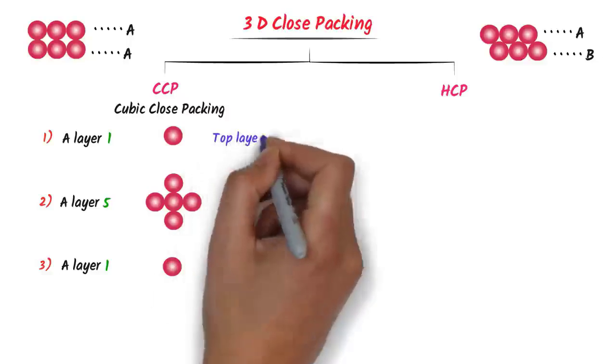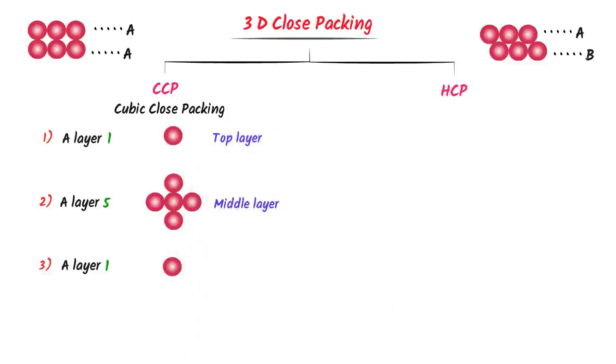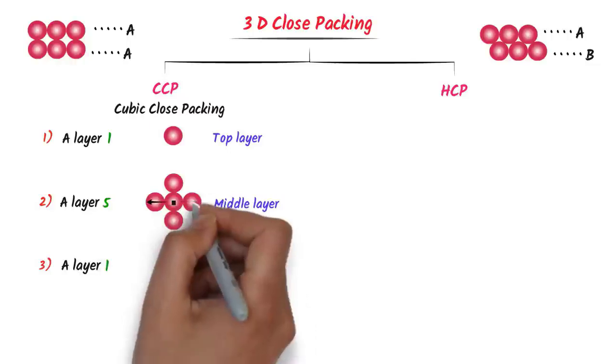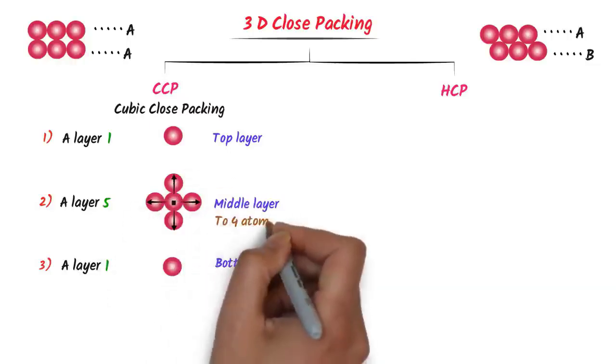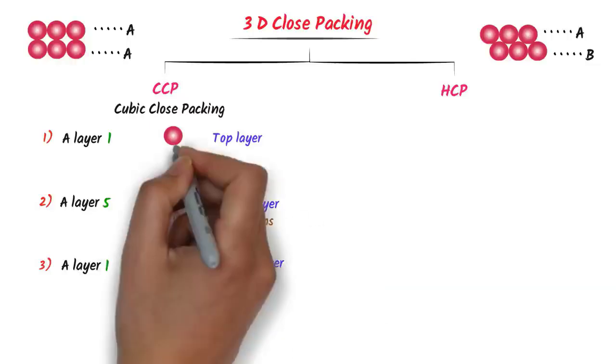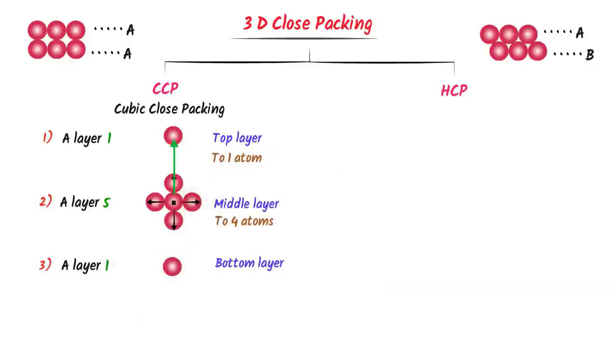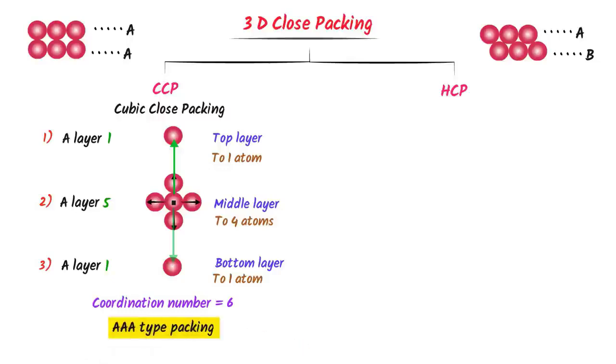Now this is the top layer, this is the middle layer and this is the bottom layer. This sphere is attached to 4 other spheres of its own layer, while this sphere is also attached to 1 sphere of the top layer and 1 sphere of the bottom layer. So its coordination number is 6. We can see that there are 3 A layers. We call this AAA arrangement.